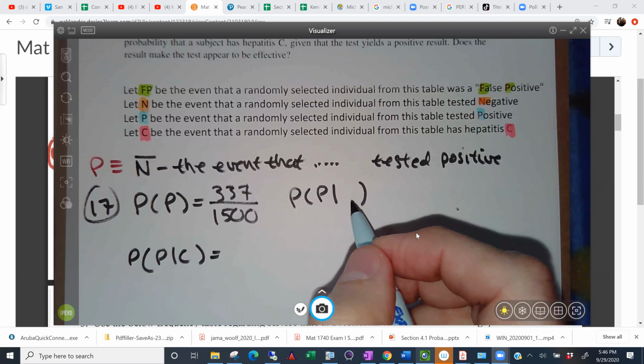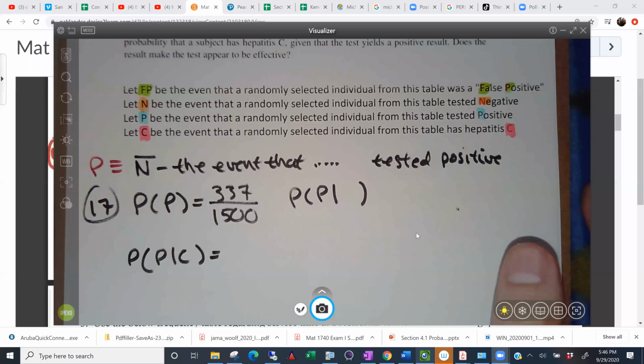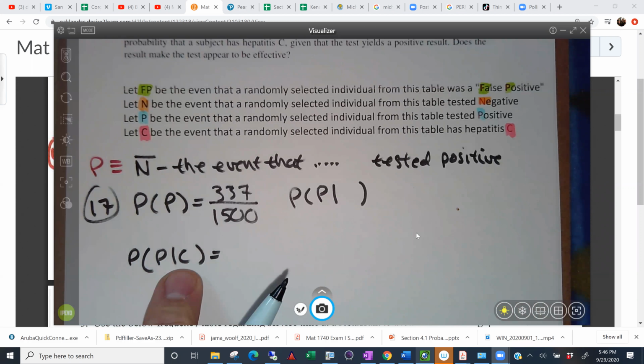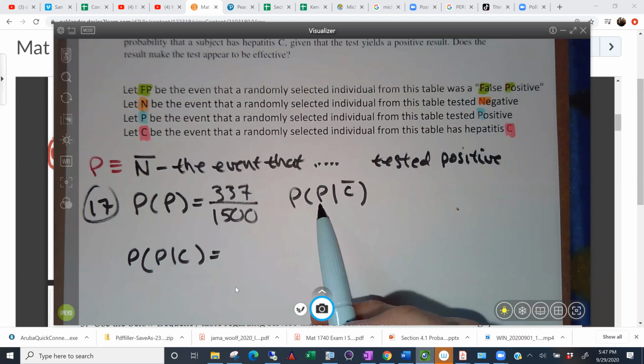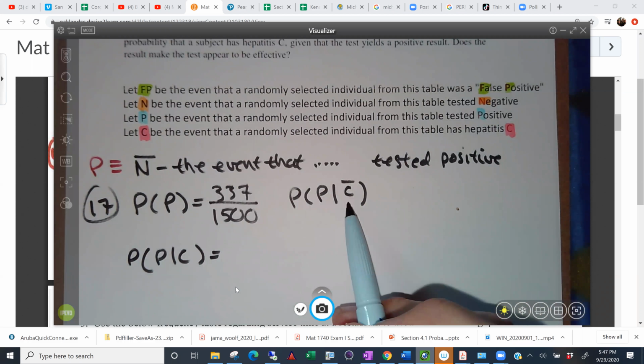Can anyone tell me? Would it be FP for false positive? That's actually not a bad guess. But we don't have to work too much harder than what we did here. So that's kind of a hint. Is it C bar? C bar, good. Probability that they have a positive test given that they don't have hepatitis C.